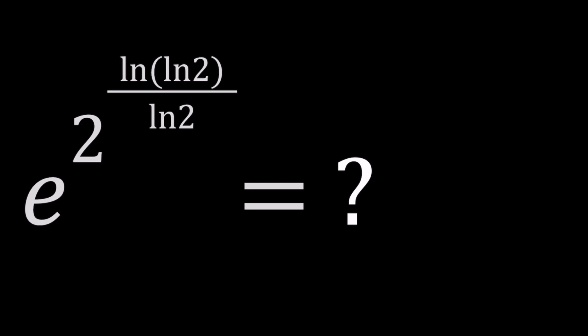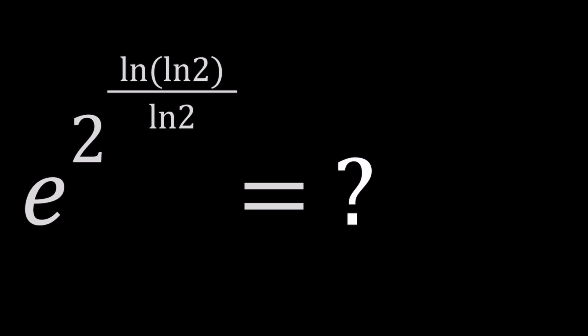Hello everyone. In this video, we're going to be simplifying an exponential expression with natural logs. We have e to the power 2 to the power ln 2 divided by ln 2, and we're going to simplify this expression. We're going to write it in the simplest form.